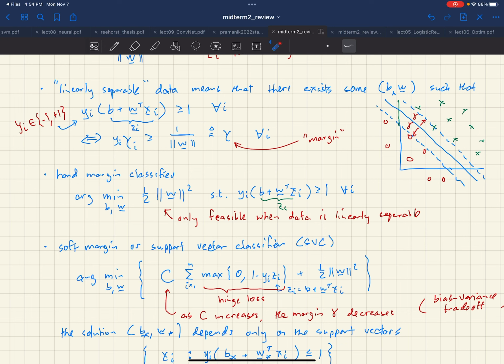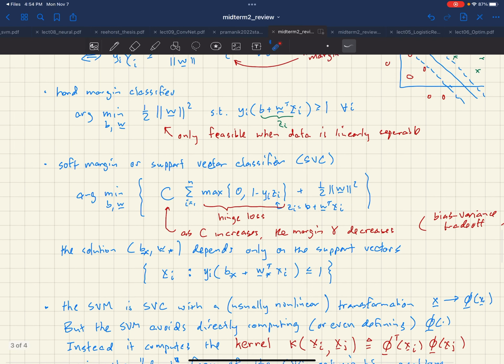At that point, you have to make a trade-off between how small you make the first term and how small you make the second term, and you can do that by choosing this number C. This is some positive number. Basically, as C increases, the margin decreases. So that allows you to increase or decrease the width of this street.